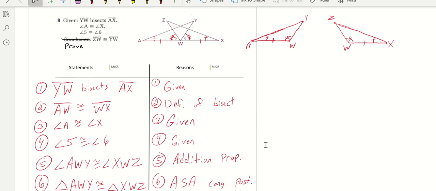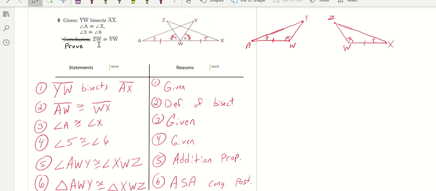On to number 9. Number 9, all right, we have YW bisecting AX. So here's YW right here, which means W is the midpoint of AX. So we have one tick mark here at AW, one tick mark here at WX. We also know that angle A, arc with one tick mark, is congruent to angle X, arc with one tick mark right there. And we know that angle 5, well, here's angle 5, is congruent to angle 6. I used an arc with 3 tick marks and an arc with 3 tick marks.